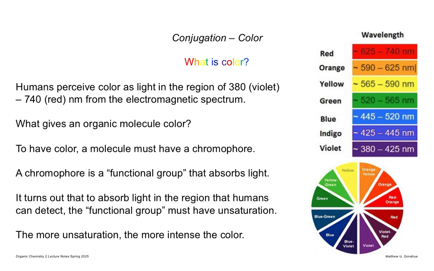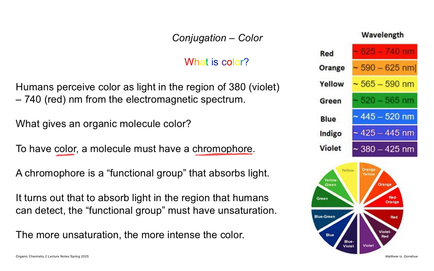is red, so on and so forth. And so the question is, what gives an organic molecule color? To have color, the molecule must have a chromophore. That's a functional group that's going to absorb light so that we can perceive what that light is.